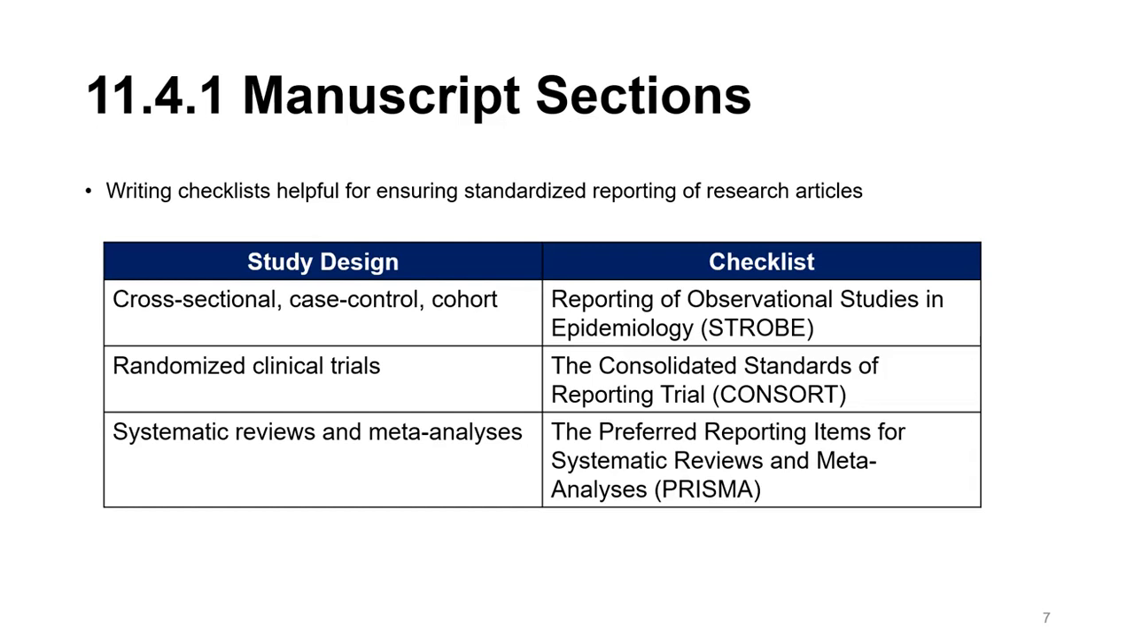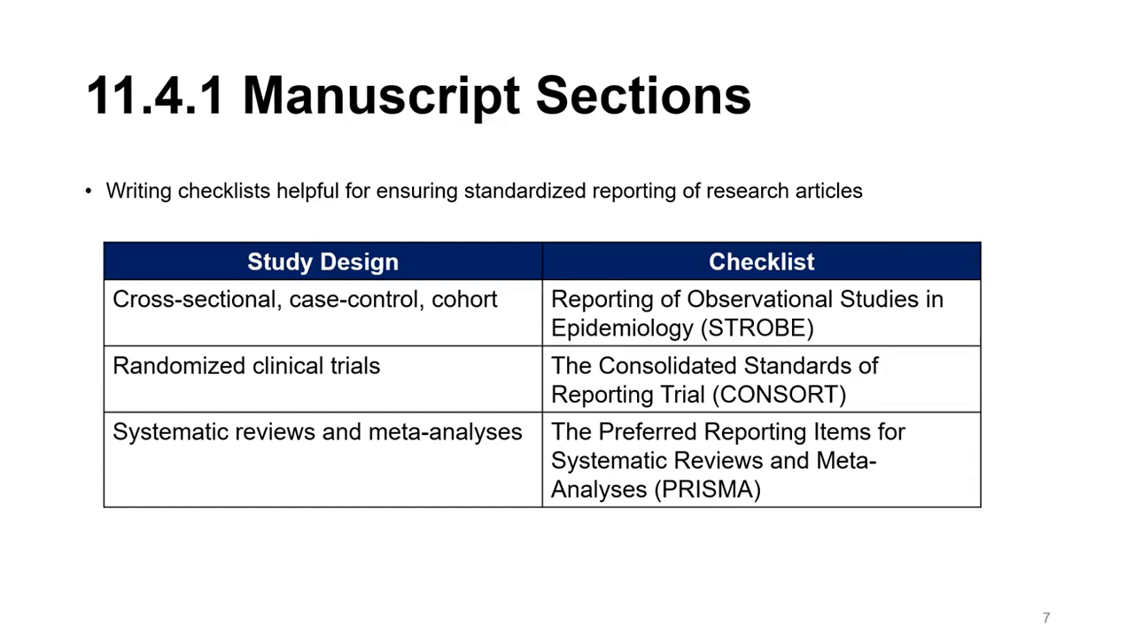And so here are some examples of the different study designs and the checklists affiliated with it. So for an observational study design, so being cross-sectional, case control, or cohort, the checklist that you would use is a STROBE checklist. For a randomized clinical trial, you would use the CONSORT statement. For systematic reviews and meta-analyses, you can use the PRISMA checklist.